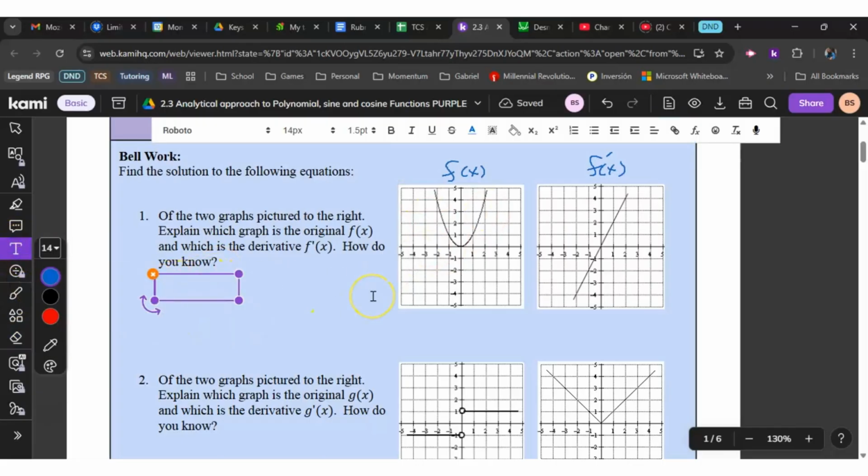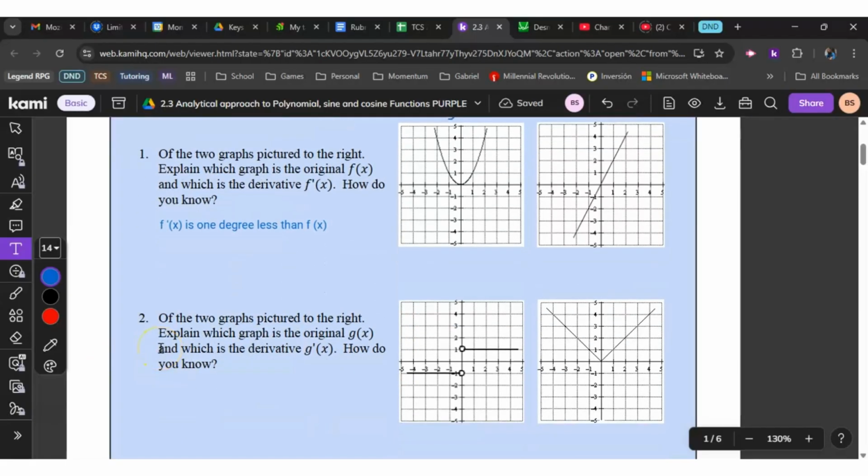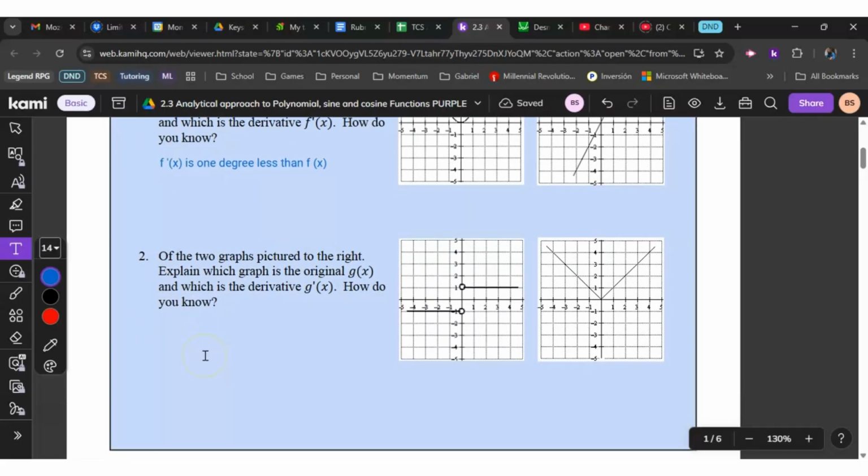So our reasoning then is just that f prime of x is 1 degree less than f of x, which is what we talked about last class, right? Hence why I'm doing this now, right? The whole point is to always review the previous lesson in our bell work. All right, who feels like they can tackle the second one? Me. Good, what is it?